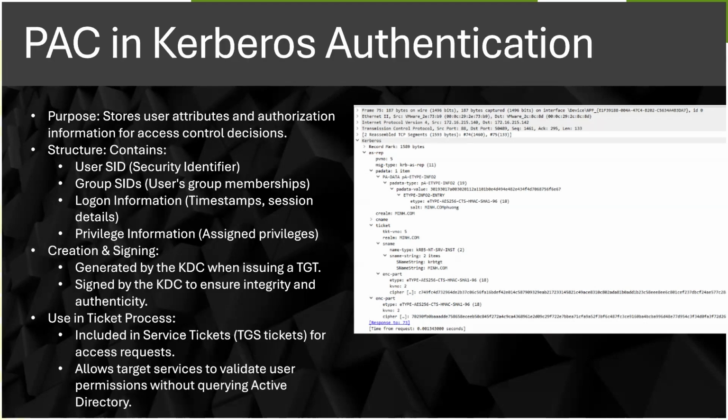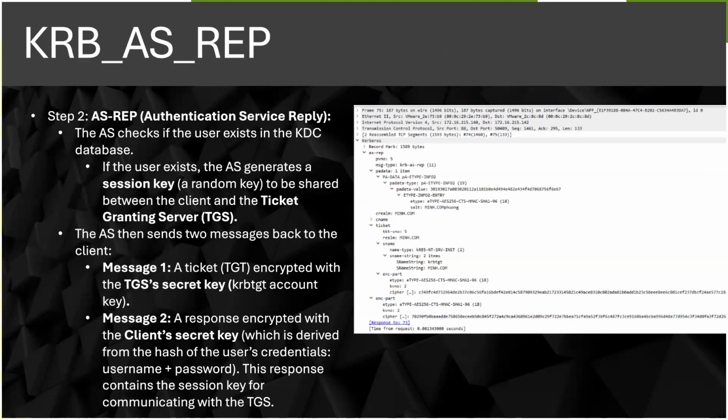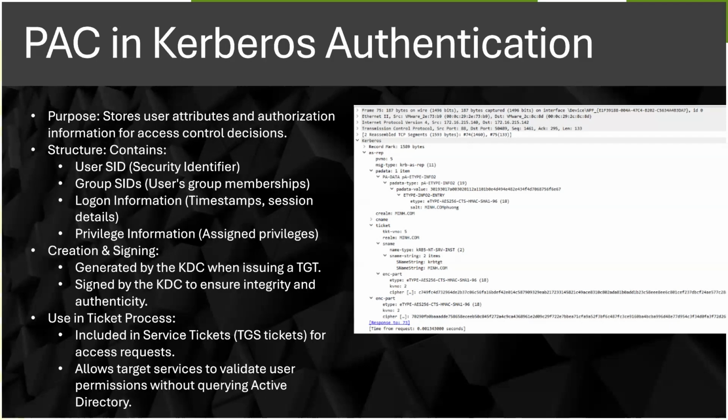Next we will talk about the PAC in Kerberos authentication. The purpose of the PAC is to store user attributes and authorization information for access control decisions. The PAC will be in the TGT, which comes from the authentication service reply. It will be included in the service ticket for access requests. It allows the target service to validate user permissions without querying Active Directory.